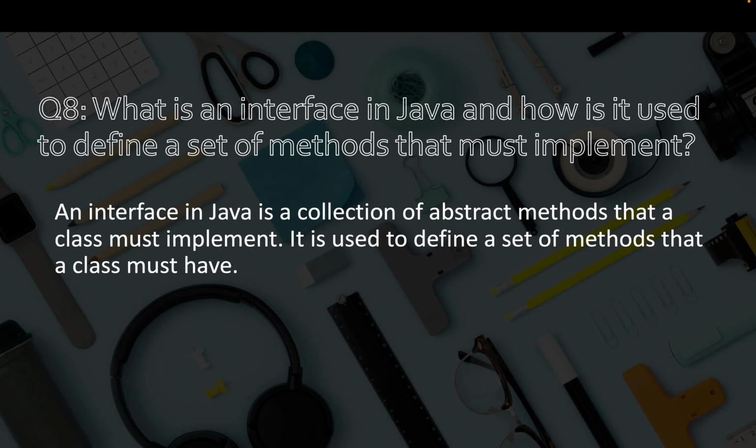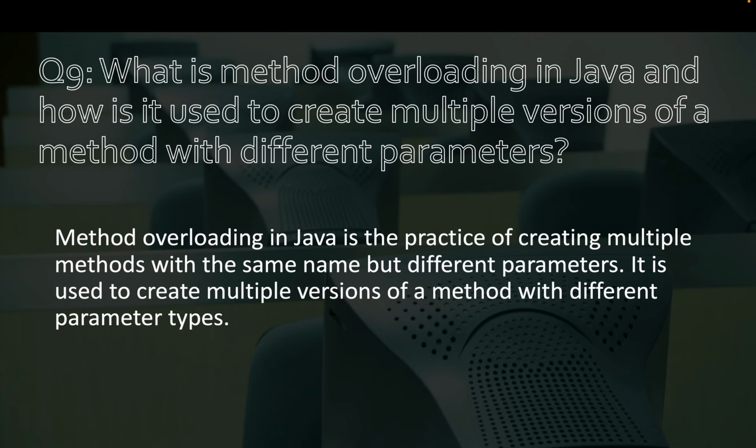Question number 8. What is an interface in Java and how is it used to define a set of methods that must be implemented? An interface in Java is a collection of abstract methods that a class must implement. It is used to define a set of methods that a class must have. Question number 9. What is method overloading in Java and how is it used to create multiple versions of a method with different parameters? Method overloading in Java is the practice of creating multiple methods with the same name but different parameters. It is used to create multiple versions of a method with different parameter types.